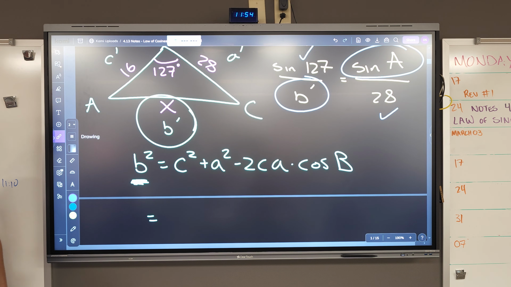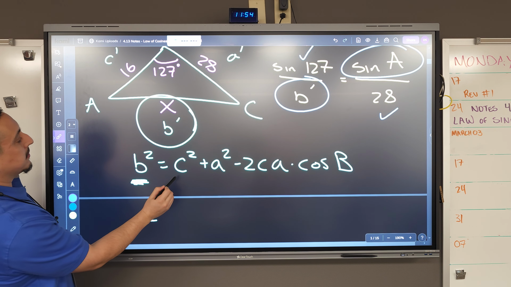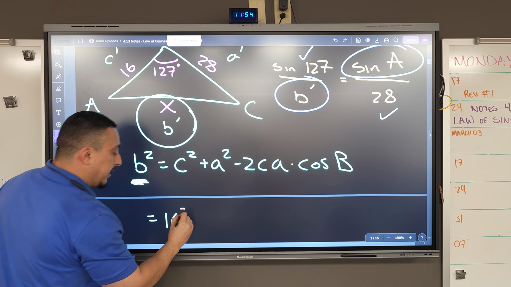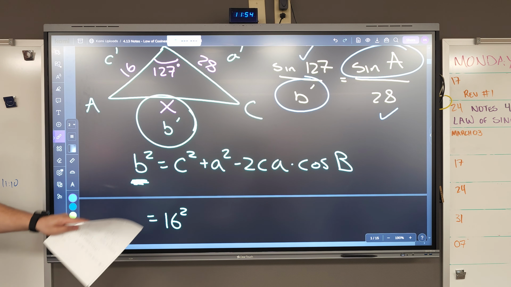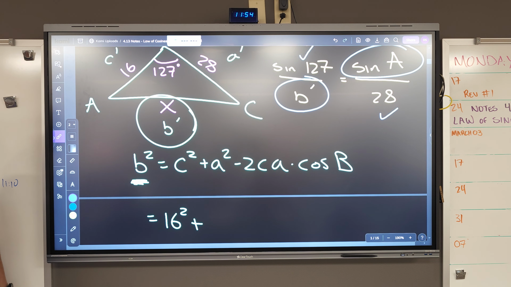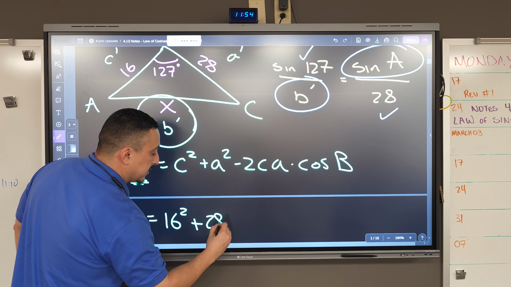Equal, okay, we just plug in the numbers where they go. So C is the first number, right? Side C, so 16 squared, just like the formula. Plus A, side A, right? Side A is 38 squared.